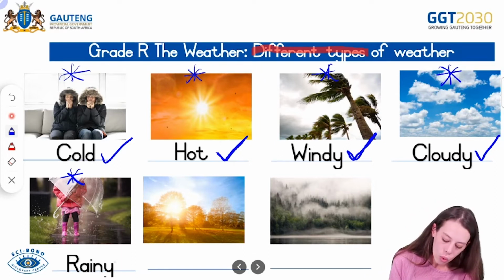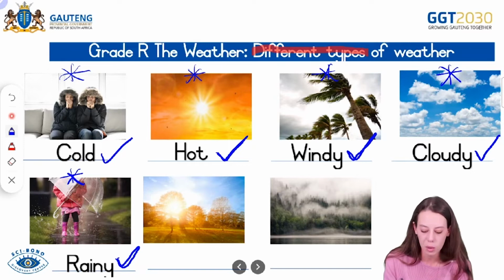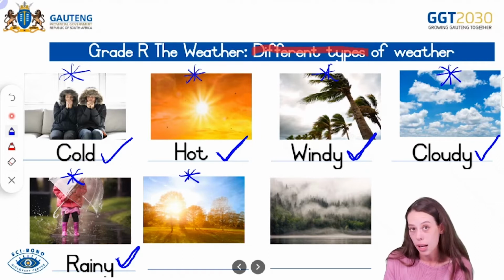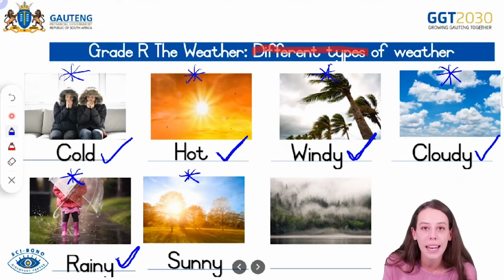Absolutely, it is rainy weather. So we give it a big tick. In this picture, what does it look like is happening outside there? It's not too hot. It doesn't look windy. It doesn't look cold. It doesn't look too cloudy, but maybe it is very sunny.